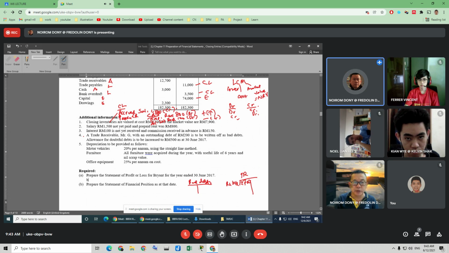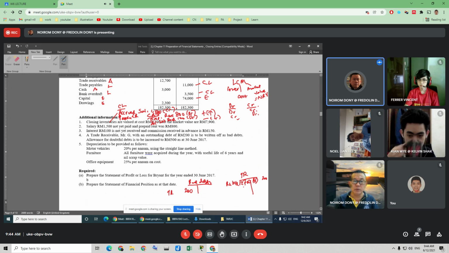Now, because of this, Mr. G, an outstanding debt of 200 to be written off. So to be written off, meaning we have to open up a bad debts account and record, because this is an expense, we record on the debit side 200. And this is debit, so credit will be in trade receivable. So this is the double entry. So the particular in the bad debts, trade receivable. Particular in the trade receivable, bad debts. So this is the entry, but we don't need to provide this ledger account.